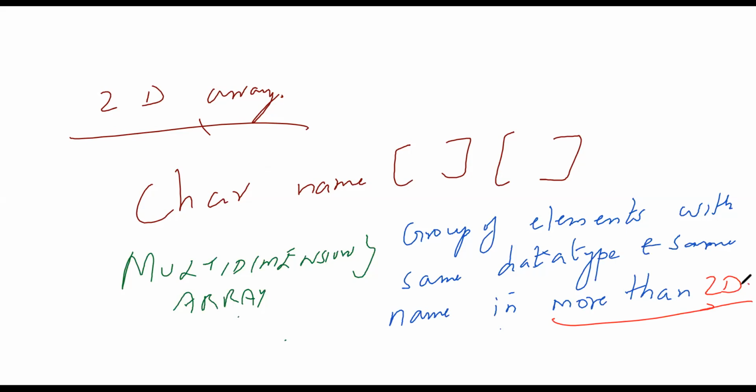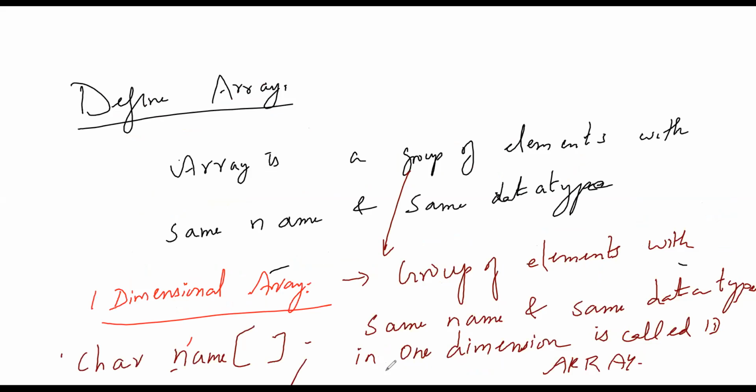It's called multi-dimensional array. What do you do for the same thing? Char, same example, name, and so on. So these are all my square brackets. It will have multiple brackets or multiple indices. Is it clear up to this? Up to this, is it clear?